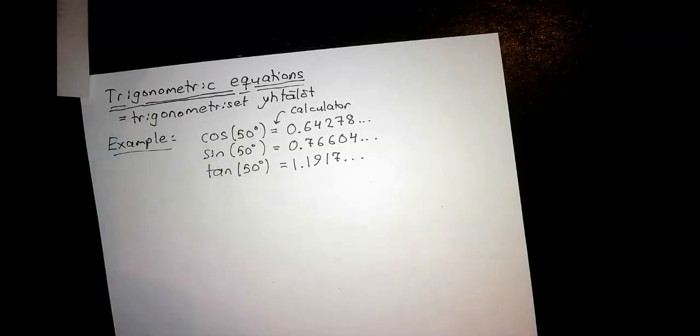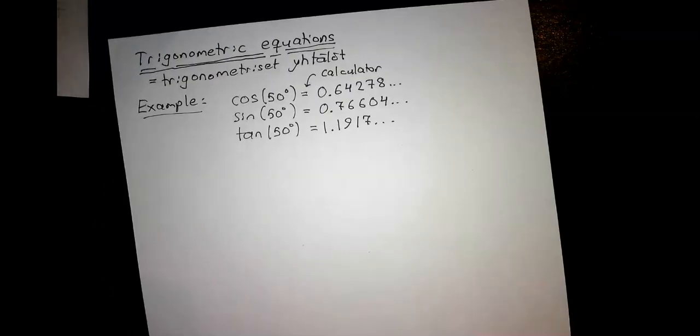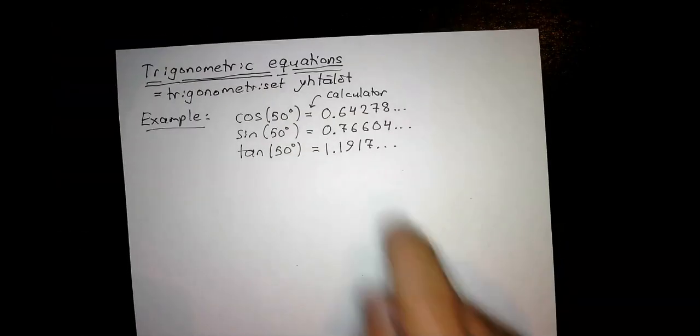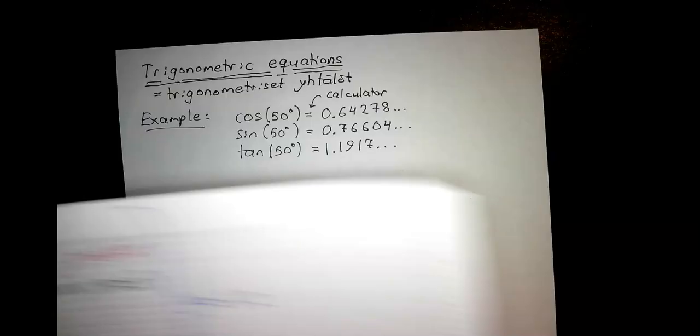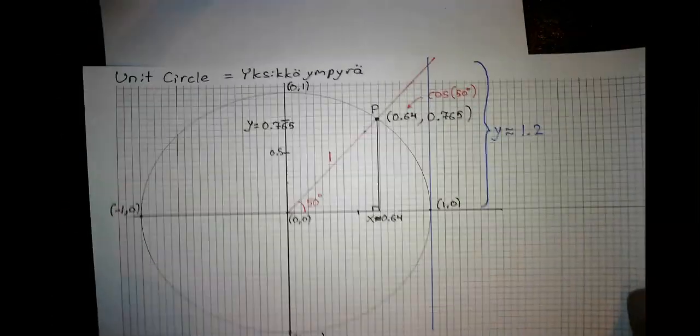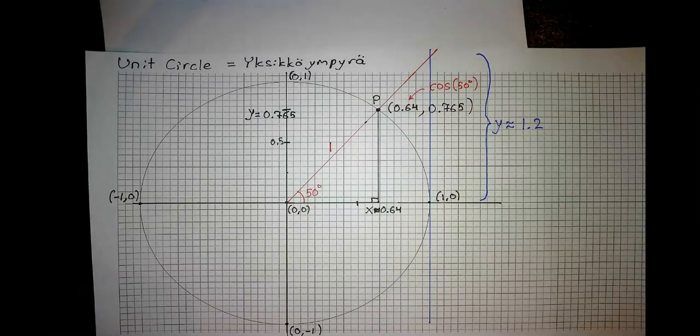This is how you get those values from sine, cosine, and tangent with the geometric way. But now we are going to these trigonometric equations here, and I want to show you one thing. Earlier in this course we have only used sine or cosine or tangent when we have been solving parts of triangles, either a right angle triangle or oblique triangle.